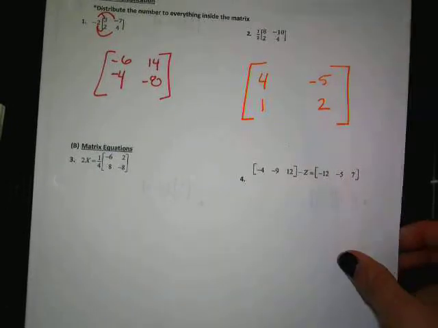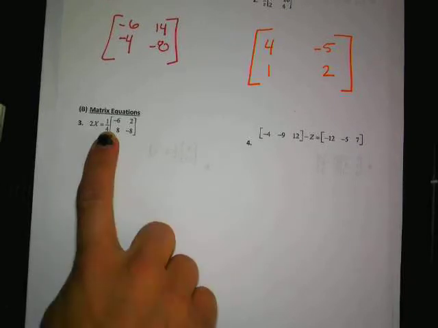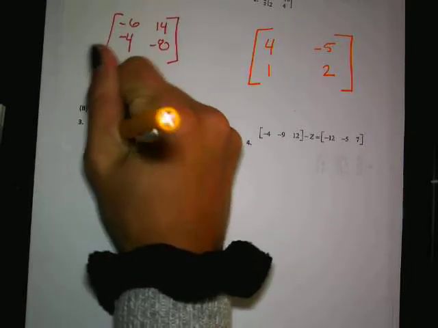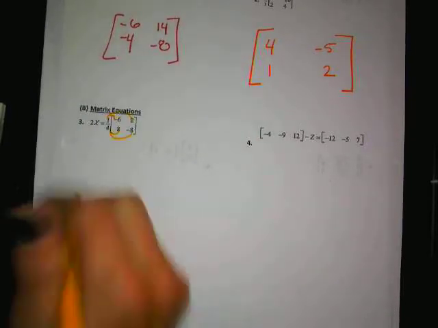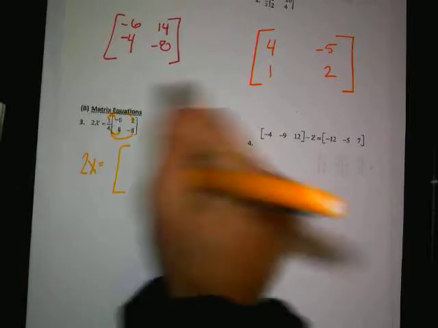Jump down to part B. Matrix equations. Slightly more difficult here. I want to solve for x. Now, I'm going to get rid of this 1/4 first because it's kind of like combining like terms. You want to simplify as much as I can before I start solving. So I'm going to distribute the 1/4 to everything here on the inside.